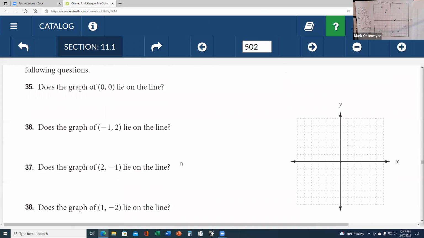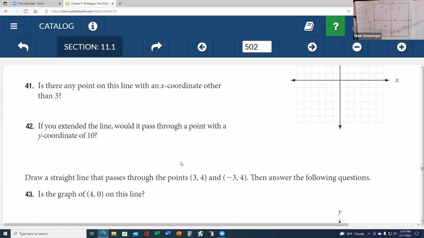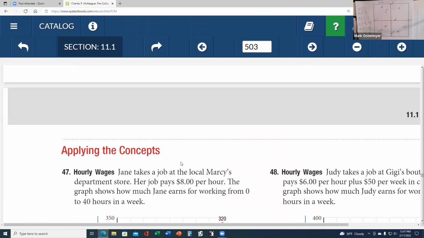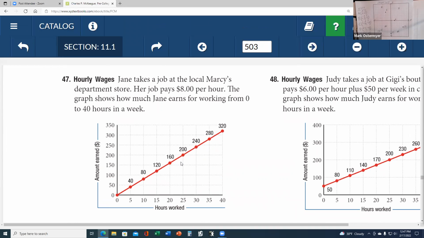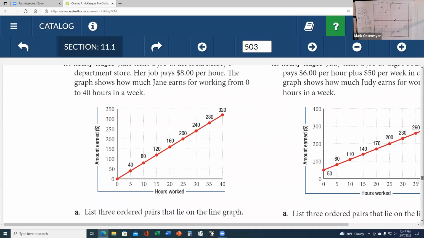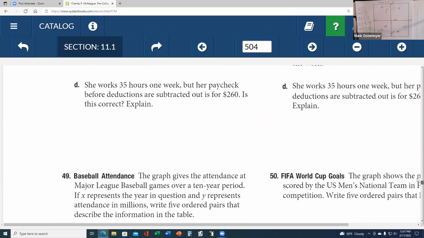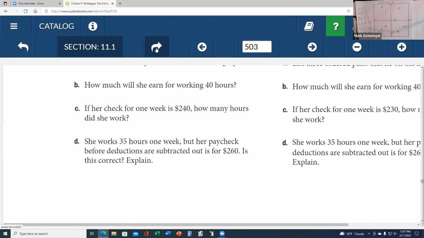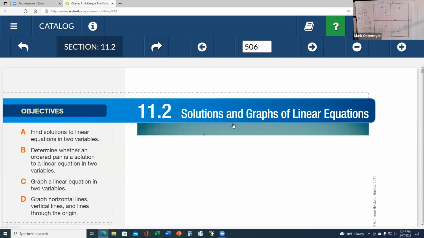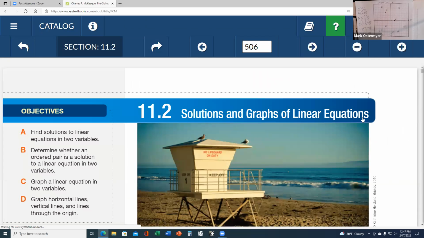Basically what this is doing, ladies and gentlemen, is giving you practice in plotting points in the XY plane, and we're going to do more work in the XY plane. There's not really too much going on with section 11.1. They're just warming you up to the XY coordinate system. So let's move into section 11.2 now, where we're going to start learning how to graph linear equations in the XY plane.